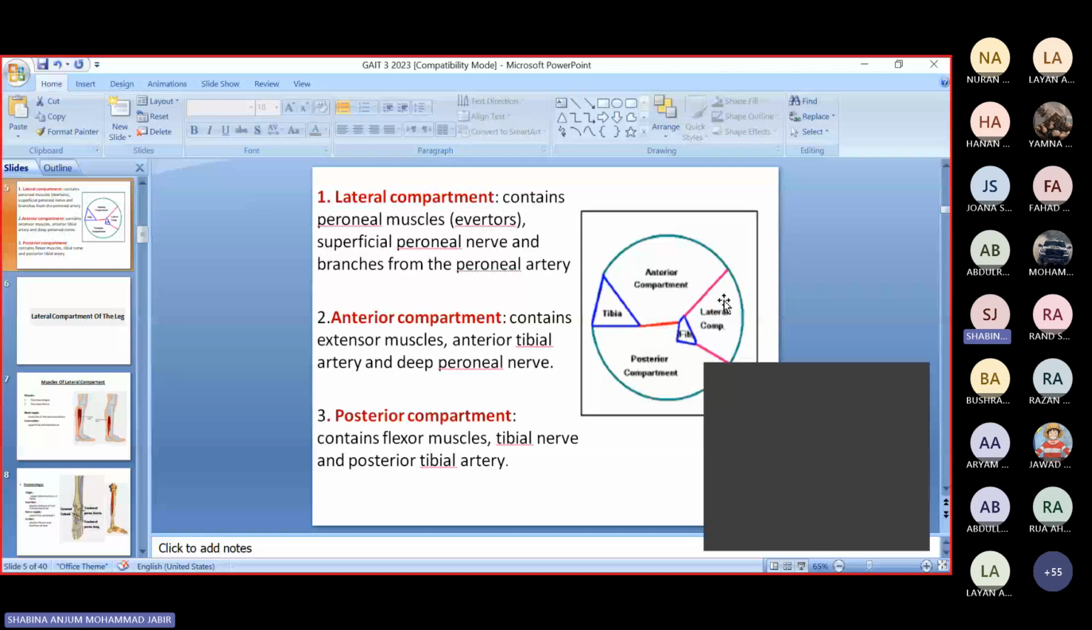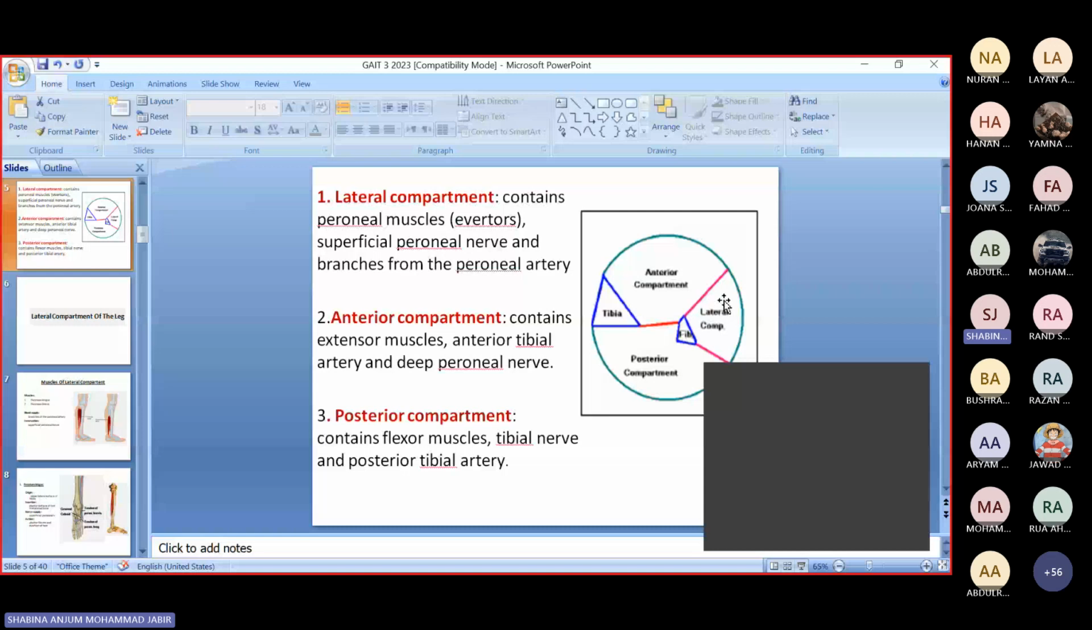What is the nerve for lateral compartment? So it is superficial peroneal nerve. If you remember, the common peroneal nerve will divide into superficial and deep nerve. So what is the nerve for lateral compartment? It is superficial peroneal nerve. Okay, what is the artery? Branches from the peroneal artery.